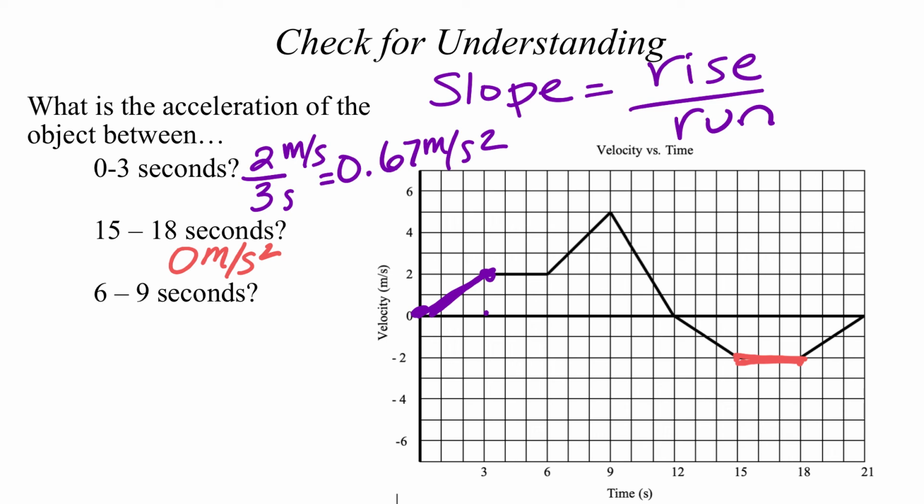All right, and then lastly, we have 6 to 9 seconds, which is this diagonal right here. We're starting at 2 for our rise and ending at 5. So your rise here is 3 meters per second. And then the run, it starts at 6 and ends at 9. So your run is 3 seconds. So 3 divided by 3 is 1 meters per second squared.